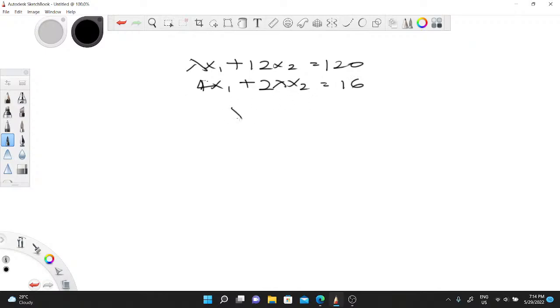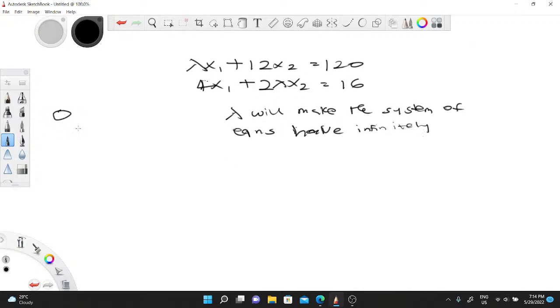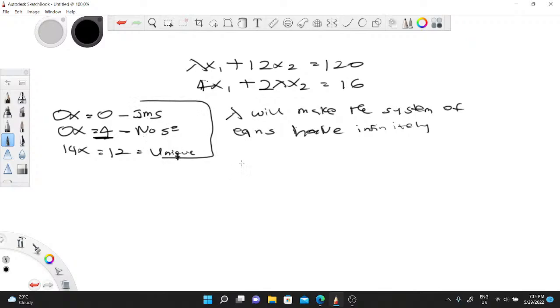Given this, they ask what value of lambda will make the system of equations have infinitely many solutions. So how would you solve this? We already know that an equation of the form 0x is equal to 0 will have infinitely many solutions. 0x is equal to 4 would have no solution. This is a real number, by the way, it's just not 4. And an equation of the form 14x is equal to 12 would have a unique solution. These are the three types of equations that we can have in the system.